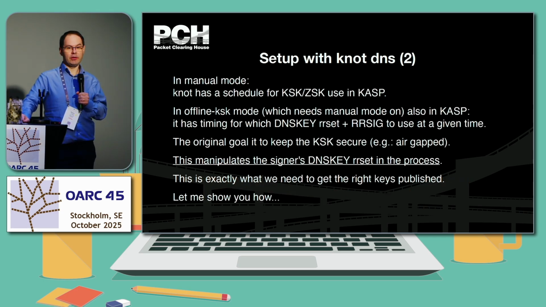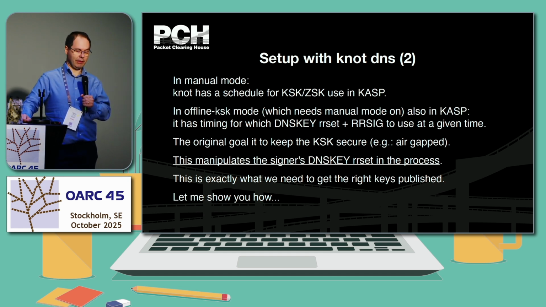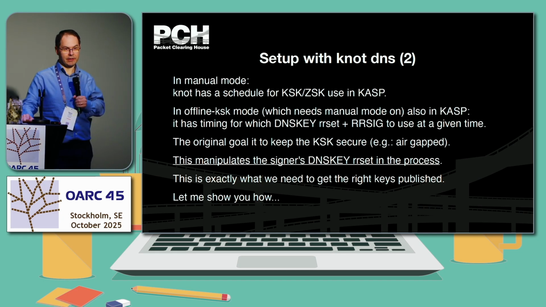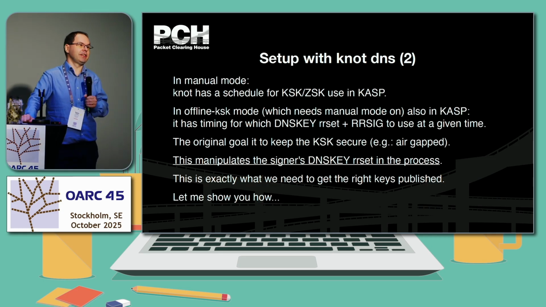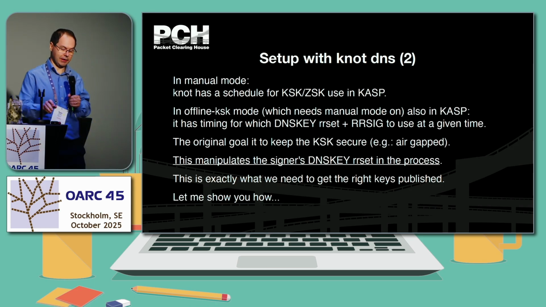Knot DNS has a capability called manual mode, which is basically using KASP, but you manually set the schedule. There is another one, offline KSK mode, which is on top. It has not just timing information for your keys, but also has the DNSKEY RRset and the RRSIG signed in advance. This manipulates or sets the DNSKEY RRset in the process, which is exactly what is needed to make multi-signer possible, because we need precise control for the multi-signer.